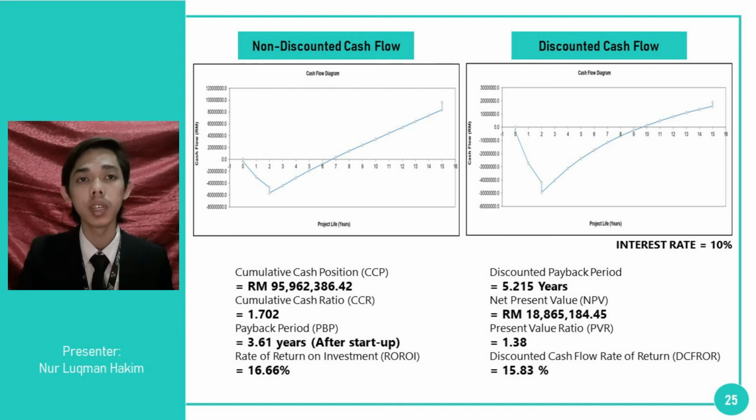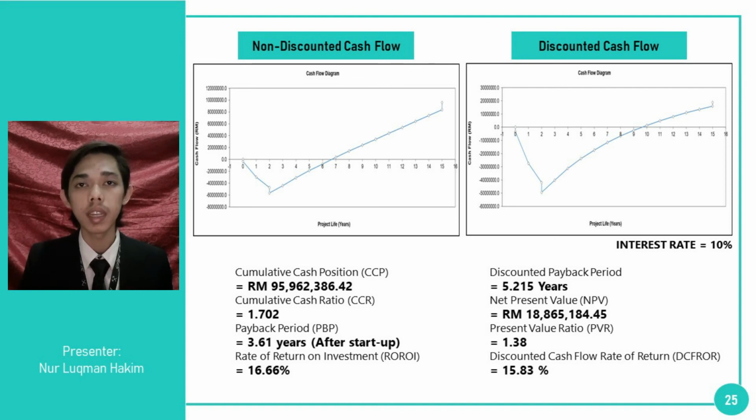Okay, now we move to the discounted cash flow. The interest rate is assumed as 10%. The discounted payback period is 5.215 years after startup. The net present value is about 19 million ringgit and the discounted cash flow rate of return is 15.83%, which means that it will have zero net present value if the interest rate is equal to 15.83%.